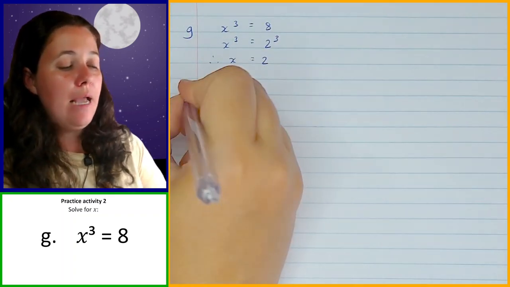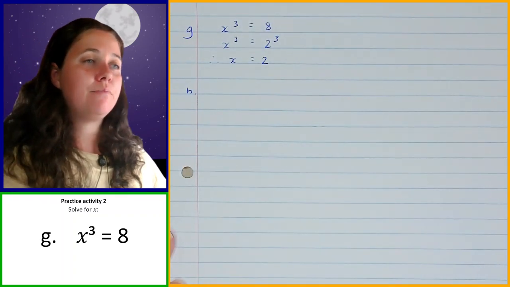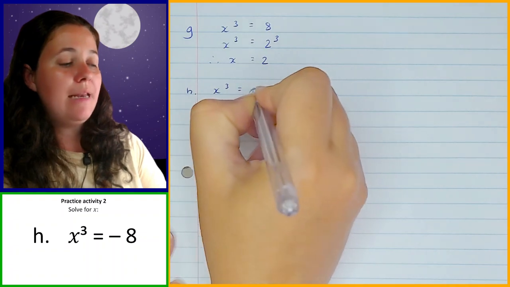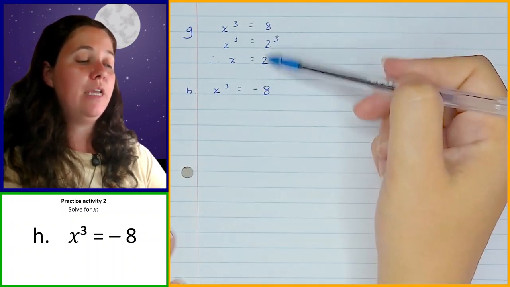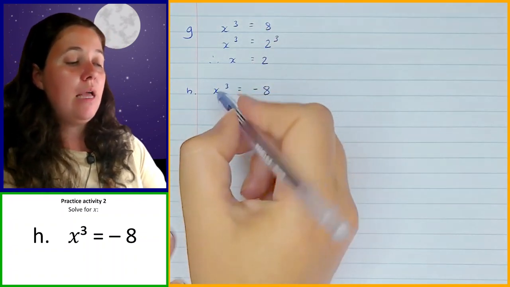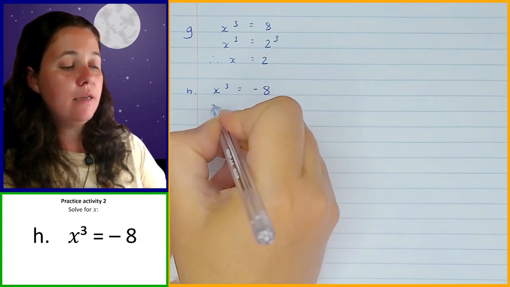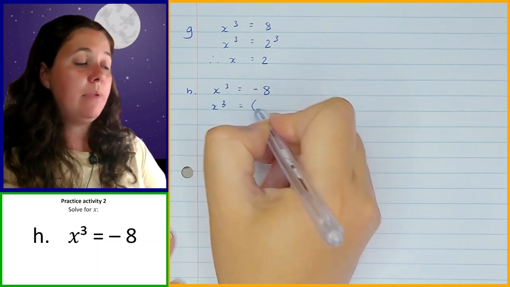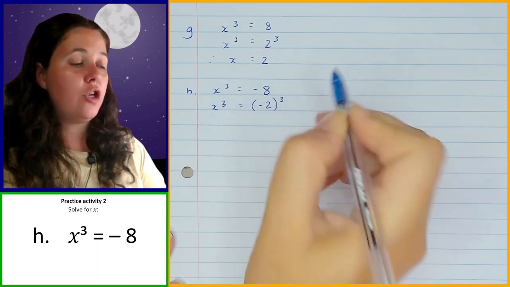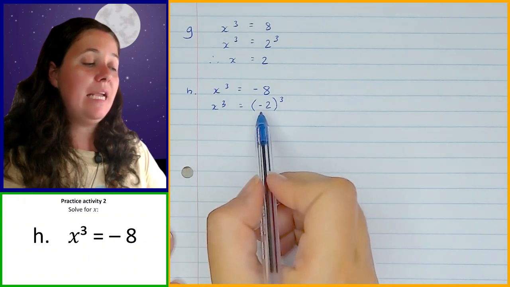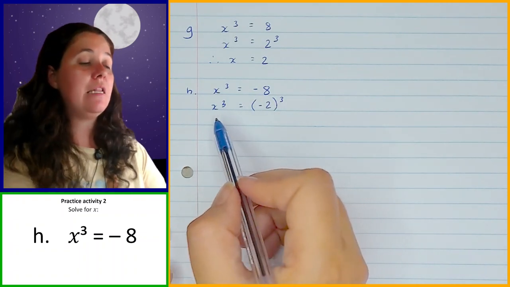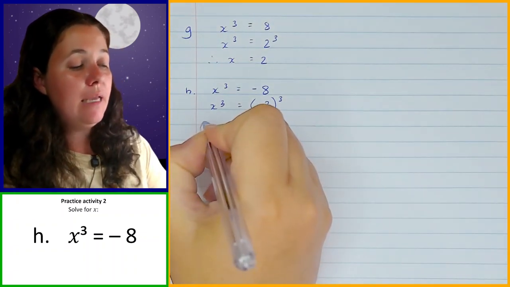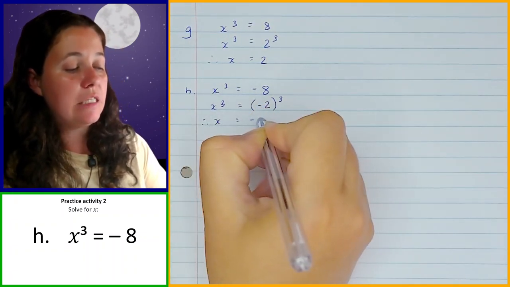And then for h, it's very similar. Here I've got x cubed equals negative 8. Same thing, just here it was positive, here it's negative. As soon as I've got a negative 8, I have to have a negative base. So this has to be negative 2 cubed. Once I've got a negative base cubed equal to x cubed, I can then drop those cubed, the same exponents. That gives me x equals negative 2.